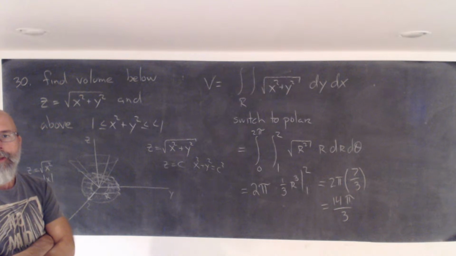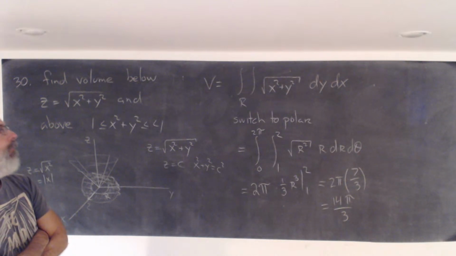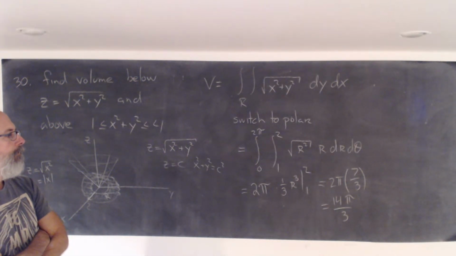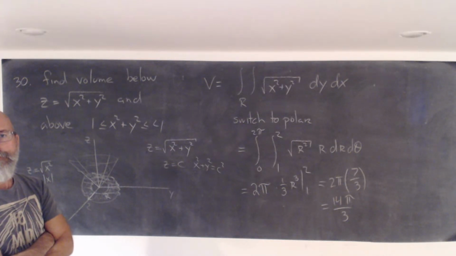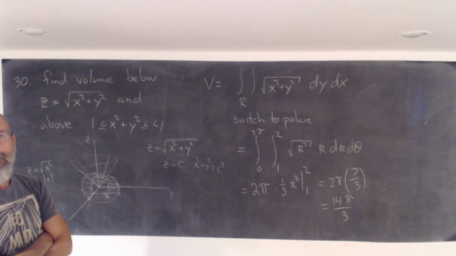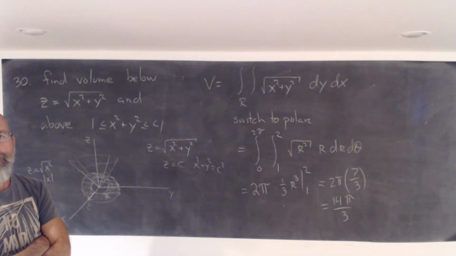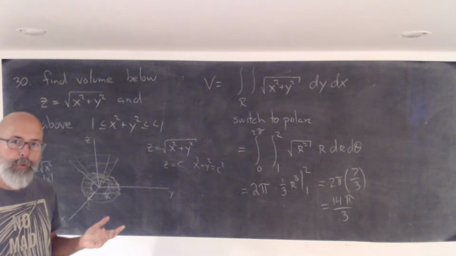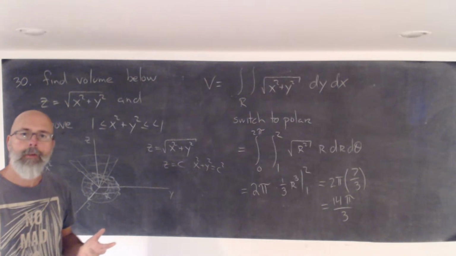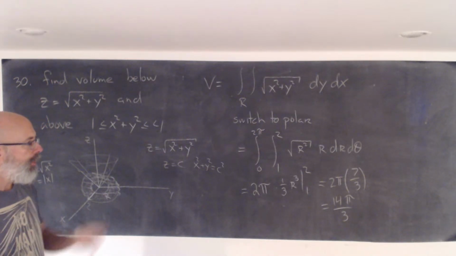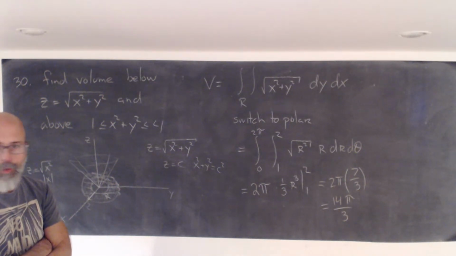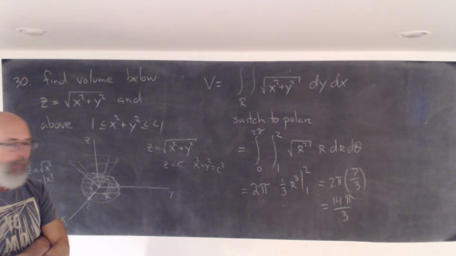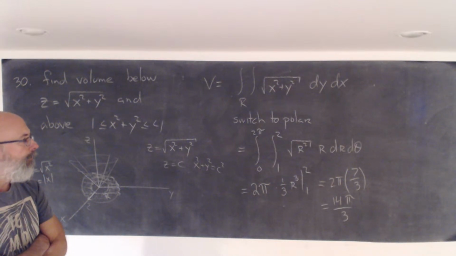How are we doing? Questions here? Can we integrate by switching to d theta dr? You can, right? Because Fubini's theorem applies here as well. As long as the integral of the absolute value is finite, you can switch. And that's exactly what I did.